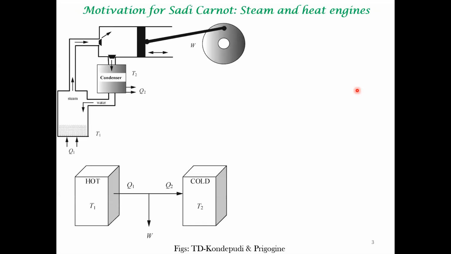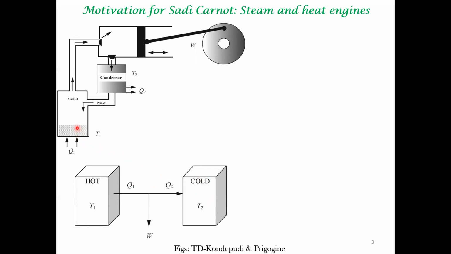Much of this work was initiated by Carnot. The motivation for him to look at reversible cycles was actually steam engines and heat engines. What he observed was whenever there was a work-generating device, the work-generating device exchanged heat from a high-temperature reservoir to a low-temperature reservoir. Okay, so you can also physically imagine what this kind of a device will be like.